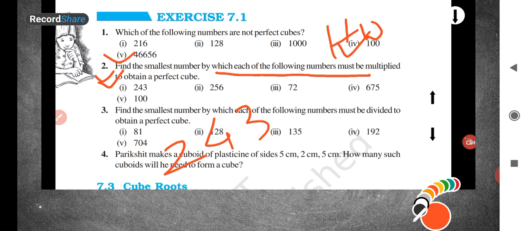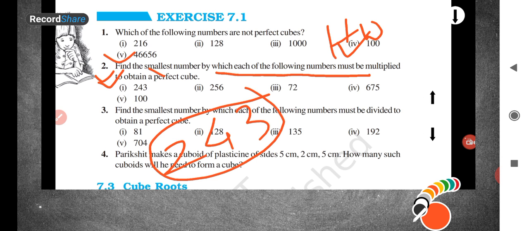So the first question is 243. Now if 243 is not a perfect cube, then what will we multiply, what will be the smallest number we will multiply, to make it a perfect cube number? Understood? So first it is very important to understand the question properly. What does the question ask? The question asks to multiply with the smallest possible number to make a perfect cube.